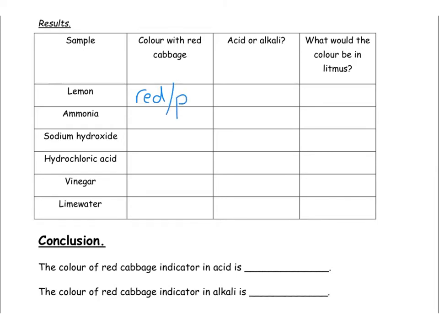And we know that lemon turned a red-pink colour. And I know that lemon is definitely acidic, so I can conclude that the colour of red cabbage indicator in acid is red-pink. Now I've got to do the same for an alkaline sample. The best known alkali is sodium hydroxide, and we saw in the demonstration that it turned green. So again I can conclude that the colour of red cabbage indicator in alkali is green.